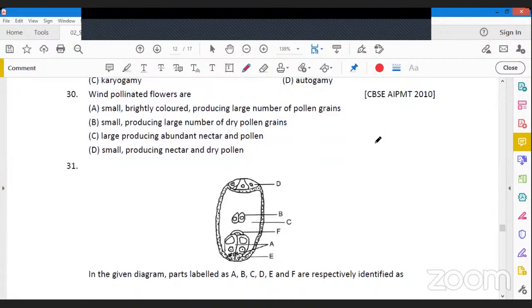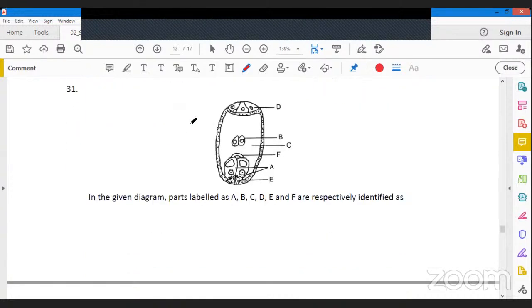Then wind pollinated flowers, they are small. Are they brightly colored? No. Do they produce large number of dry pollen grains? Yes. Are they abundant in nectar and pollen? No, not required. Small, producing nectar and dry pollen, wrong. They produce large number of dry pollen grains because they should be carried easily.